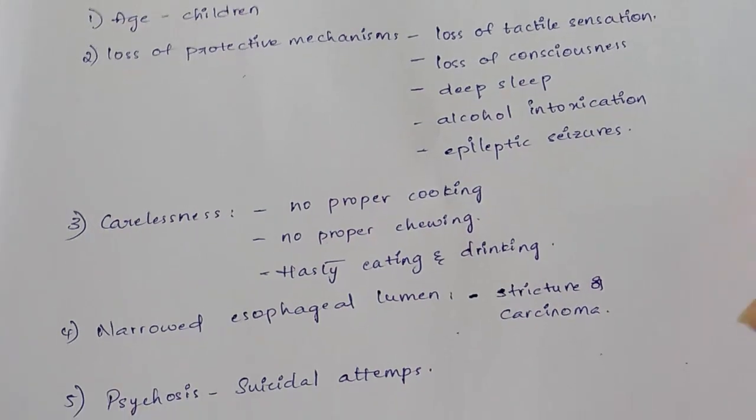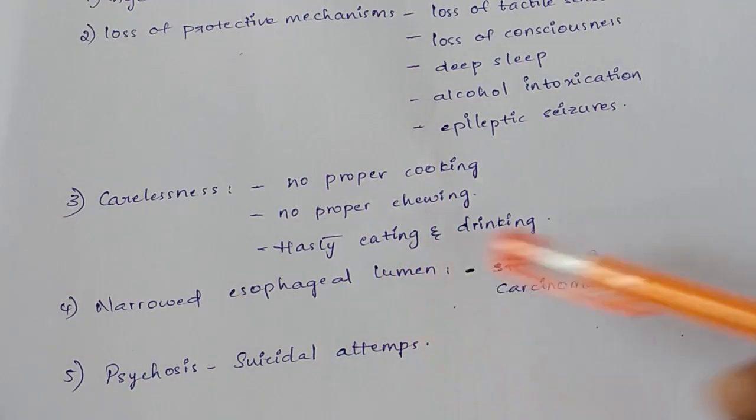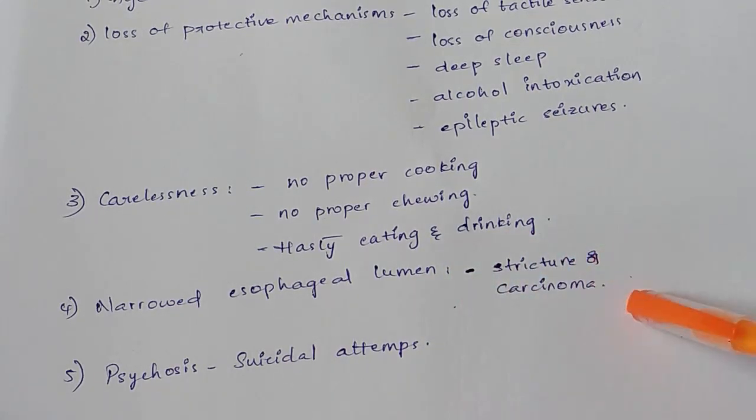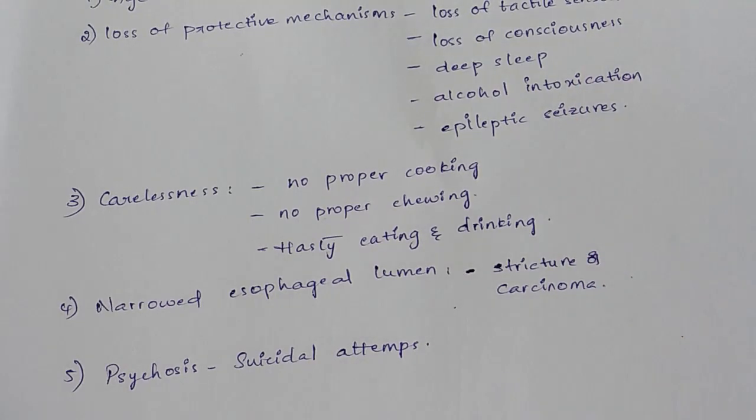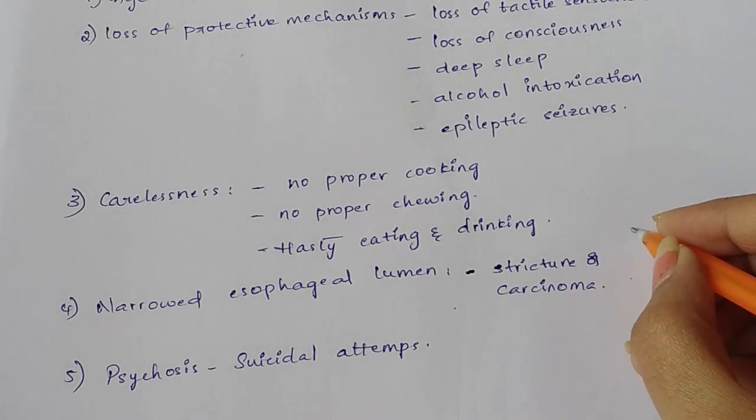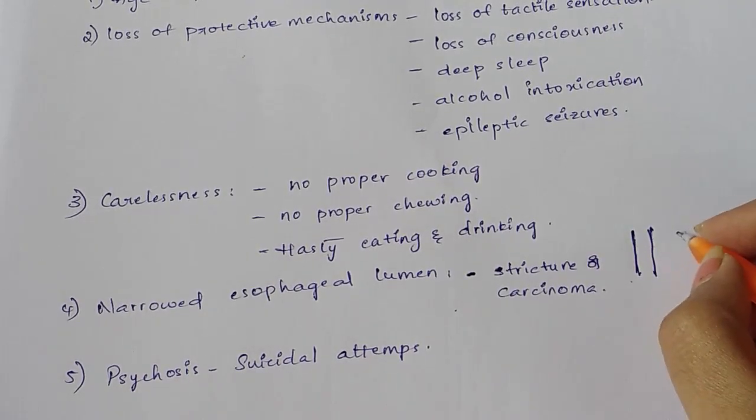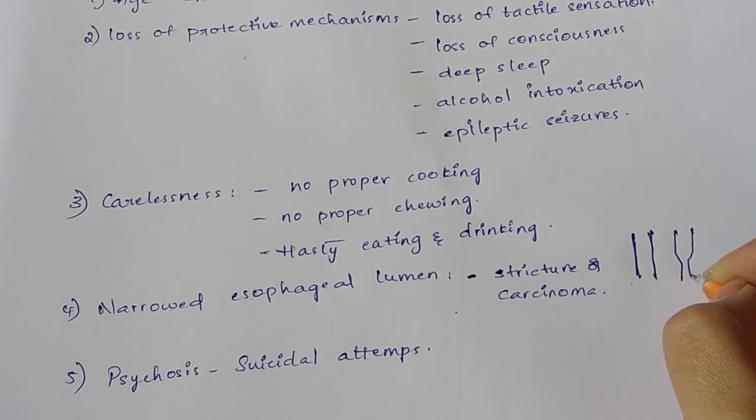That is one etiology. And narrowed esophageal lumen, that is seen in strictures or carcinoma. In those conditions, even a small object, if it is swallowed, gets stuck before the stricture. Stricture is a narrowed lumen, that is, this is the normal lumen of esophagus. It gets narrowed like this.